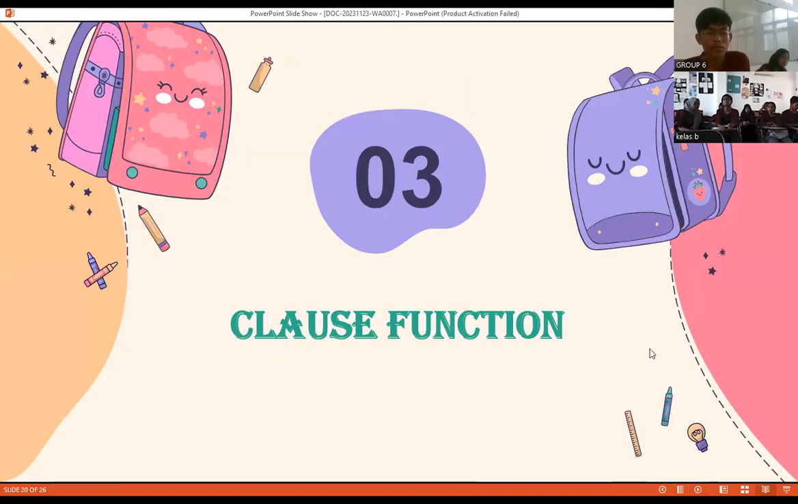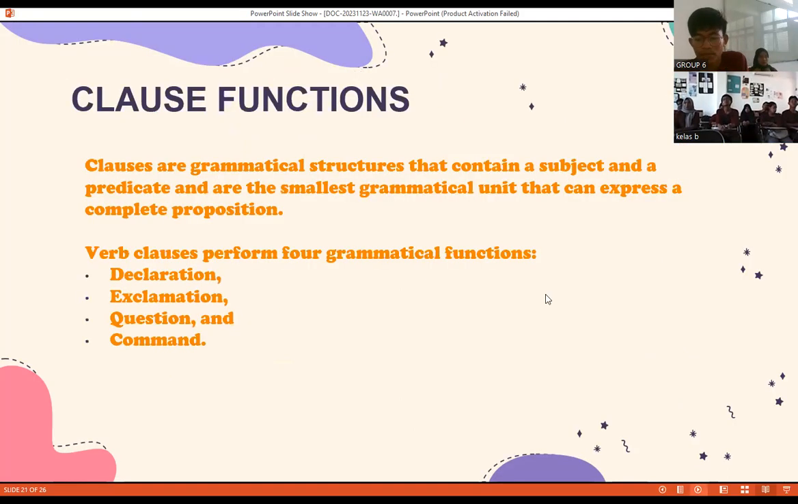Okay, next topic is clause function. So what are clauses? Clauses are the smallest grammatical unit that can express a complete proposition. The structure contains a subject and a predicate. Verb clauses perform four grammatical functions. First is declaration, second exclamation, and then question and command sentence.